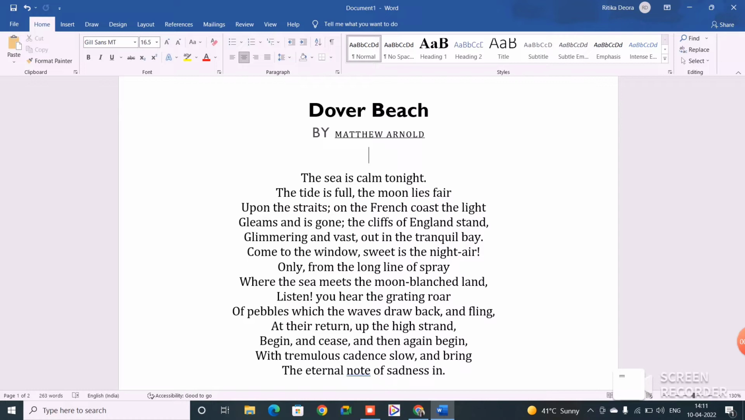Now, the background of this poem is that it is basically a dramatic monologue. A monologue because there is only one speaker in the poem, or there is only one character who is expressing his views in this poem.